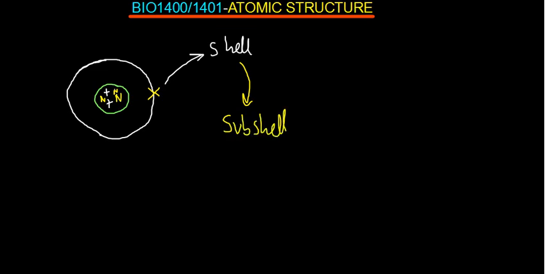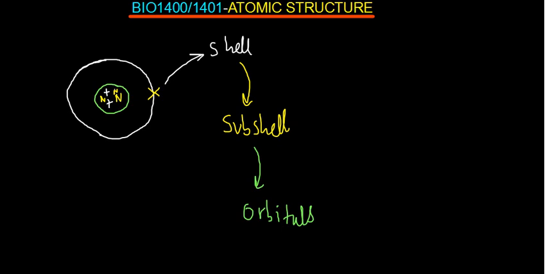Okay? Specifically, where in subshells? They are going to be found in orbitals. So this is where you are going to find electrons. What is an orbital? An orbital is a region around the nucleus of an atom where the probability of finding an electron is maximum. It is not a region where you are going to find an electron. It is a region where the probability of finding an electron is maximum. Okay?